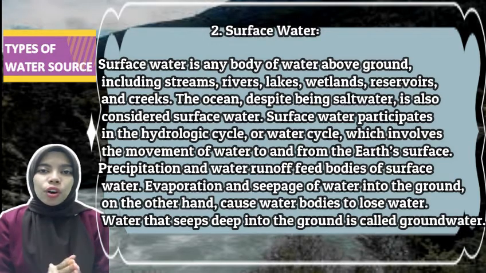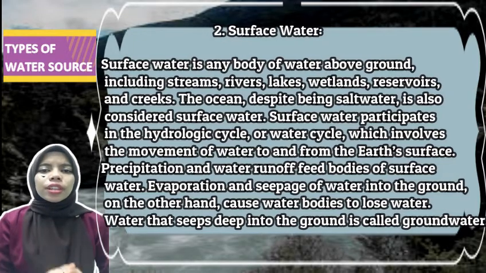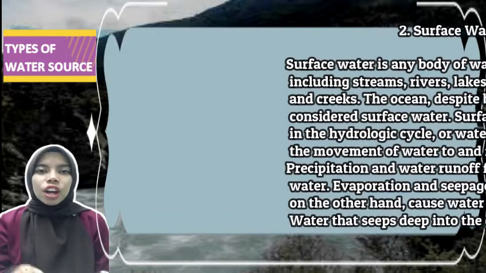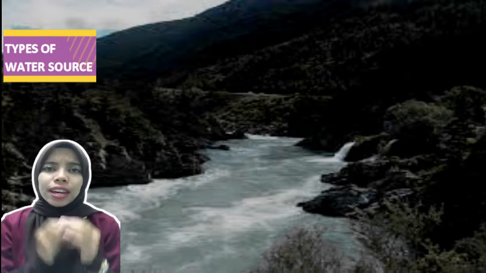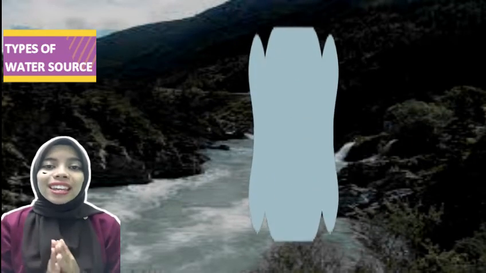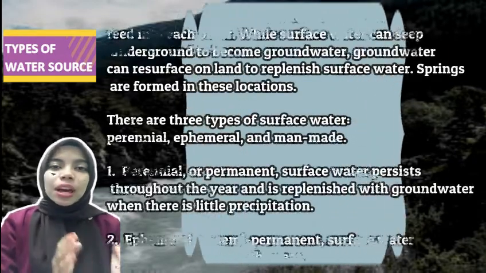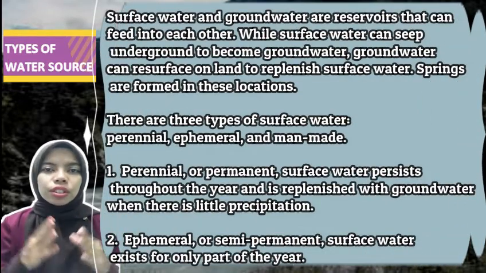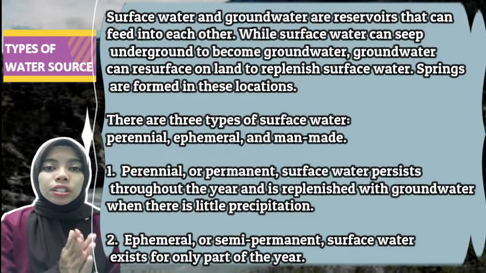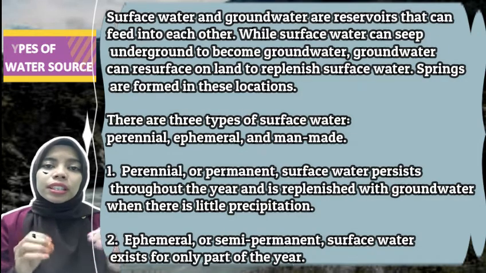Precipitation and water runoff feed bodies of surface water. Evaporation and seepage of water into the ground, on the other hand, cause water bodies to lose water. Deep into the ground is called groundwater. Surface water and groundwater are reservoirs that can feed into each other, while surface water can seep underground to become groundwater. Groundwater can resurface on land to replenish surface water. Springs are formed in this location.